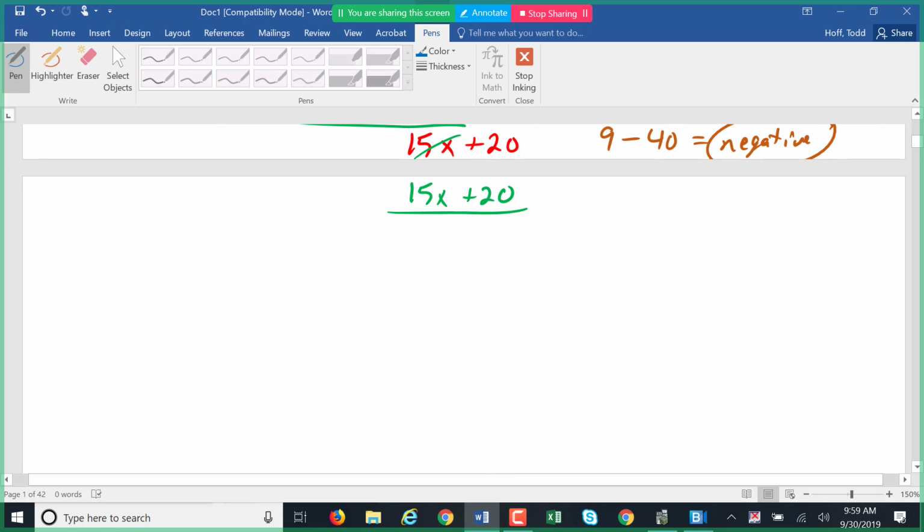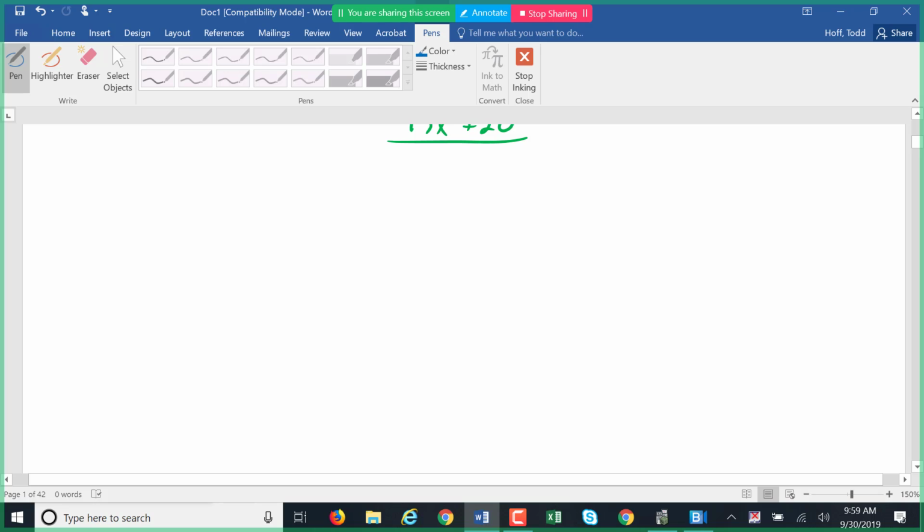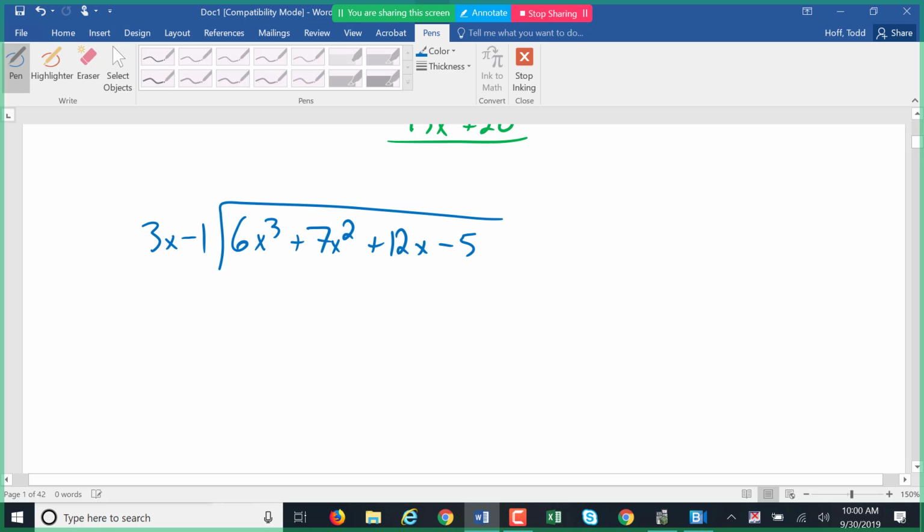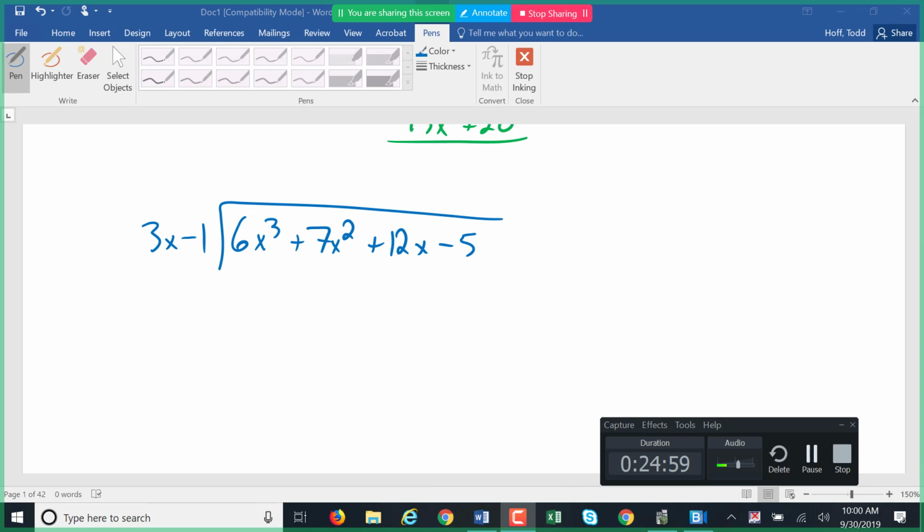I'm going to have you guys try one in your notes. I'm going to have you do 6x to the third plus 7x squared plus 12x minus 5 divided by 3x minus 1. I'll give you a couple minutes to work through that, then we'll go over it.